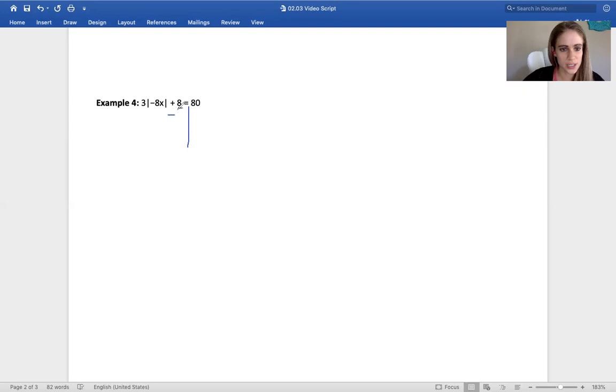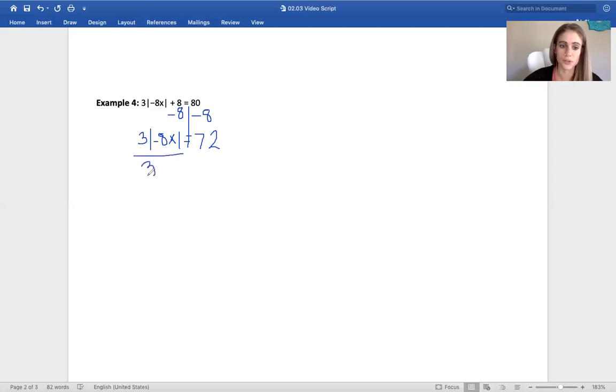So we first need to move over that +8, and we move that over to the other side by completing the inverse. So subtracting 8. So 3 times the absolute value of -8x. 8 minus 8 right here is 0. 80 minus 8 is 72. All right, my absolute value is still not isolated, so I need to keep going. It's being multiplied by a 3. And those are absolute value bars, not parentheses. So that's why we cannot distribute.